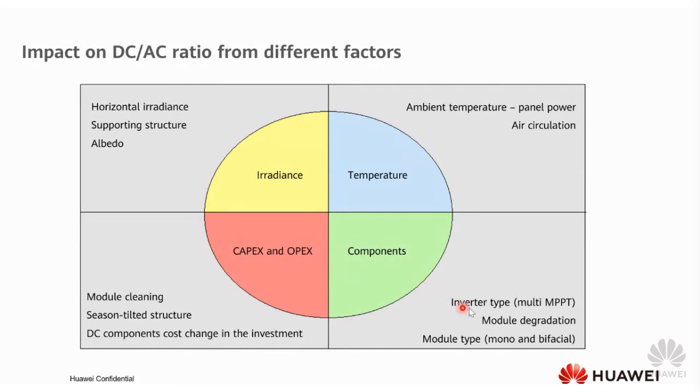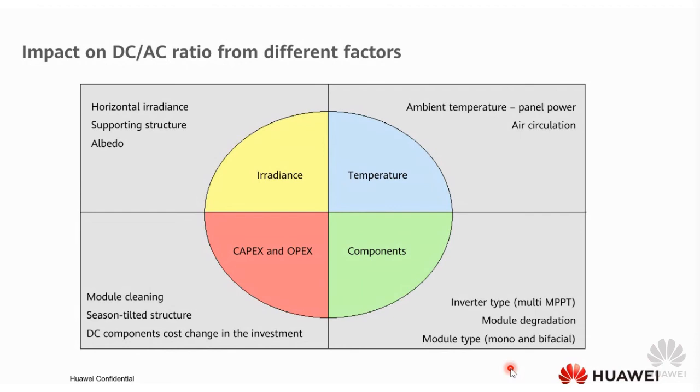And also the components. So what components you're using can affect the DCAC ratio. Module degradation. If you have high module degradation, because you probably use that kind of panels, you probably will go with a higher DCAC ratio to cover the loss from the module degradation. Or the inverter type. There are multi-MPPT inverters and there are single MPPT tracker inverters.